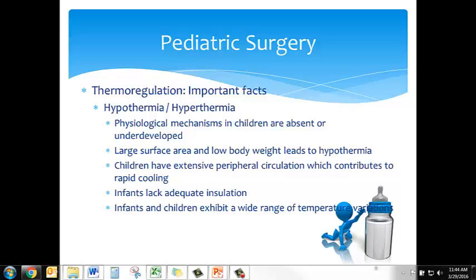Environmental hyperthermia is less of a risk to pediatric patients. However, the misuse of warming devices can lead to elevated core temperatures and potential burns, so we must always be careful. Physiological hyperthermia, however, such as malignant hyperthermia, is a greater risk in pediatric patients than in adults.